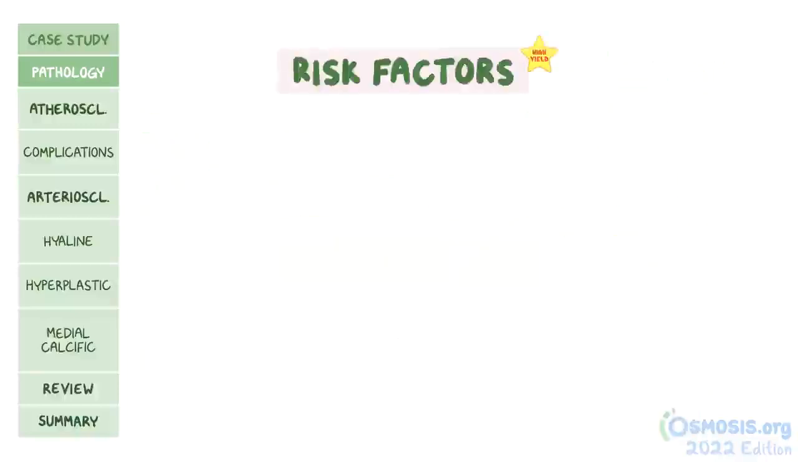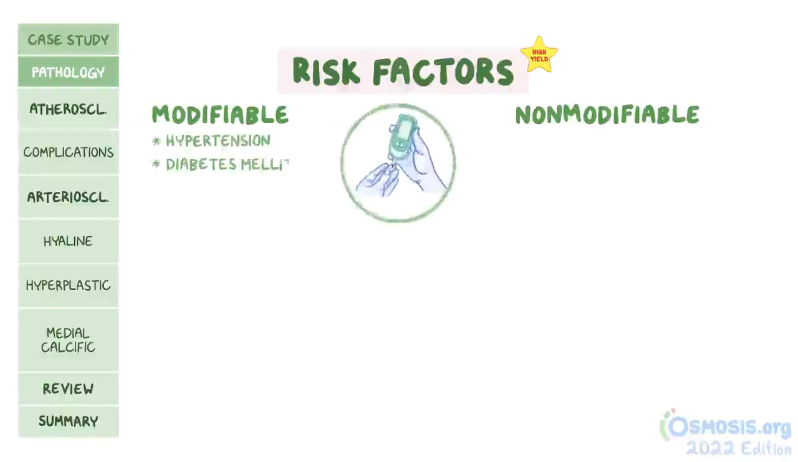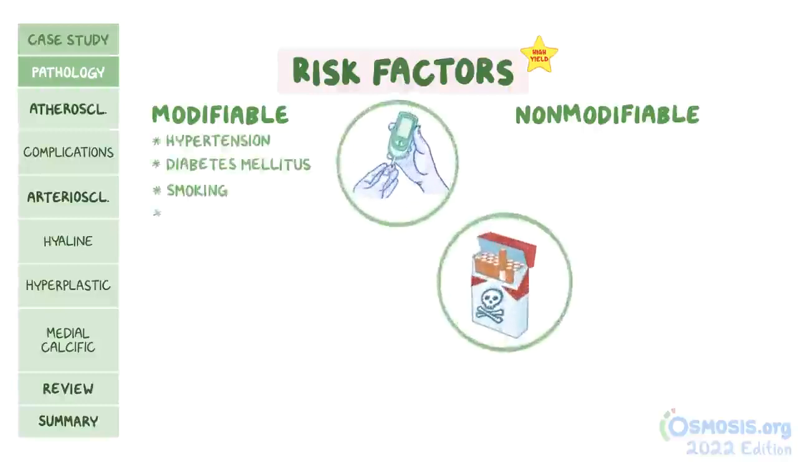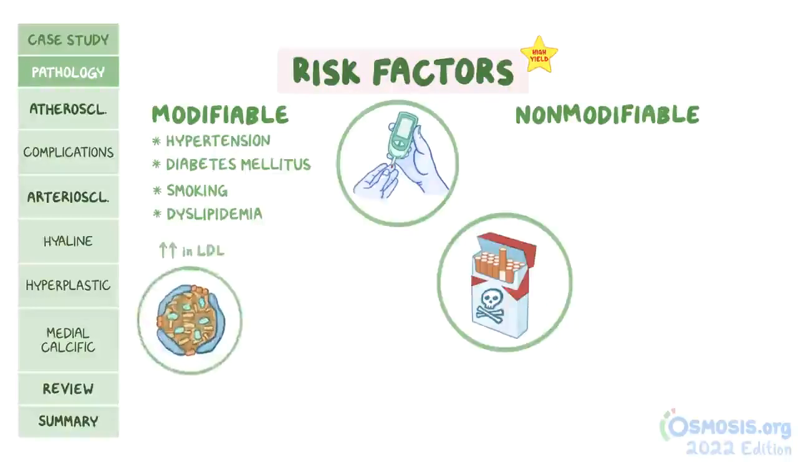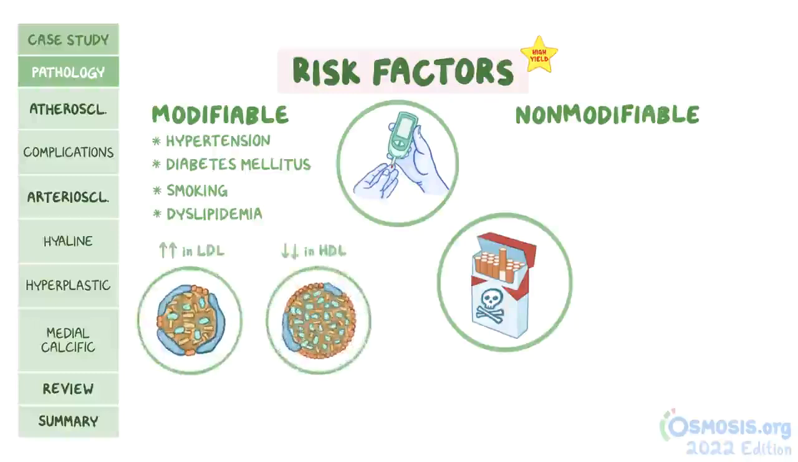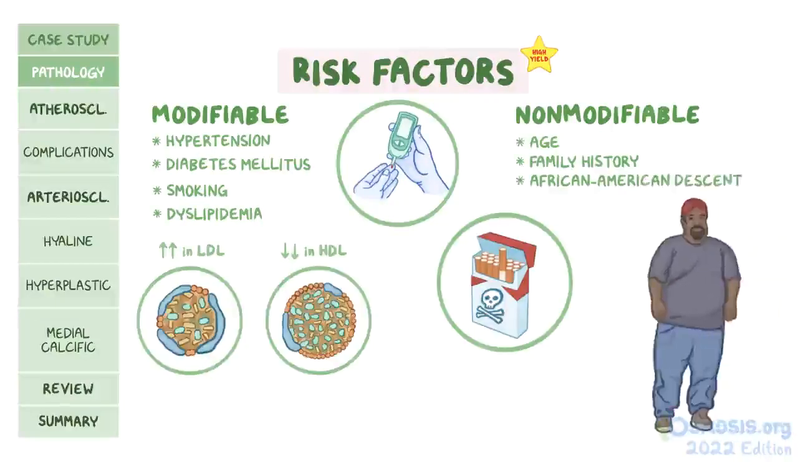Risk factors for atherosclerosis can be divided into modifiable and non-modifiable risk factors. Modifiable risk factors include hypertension, diabetes mellitus, smoking, and dyslipidemia, particularly an increase in LDL levels or a decrease in HDL levels. Non-modifiable risk factors include age, family history, and being of African American descent.